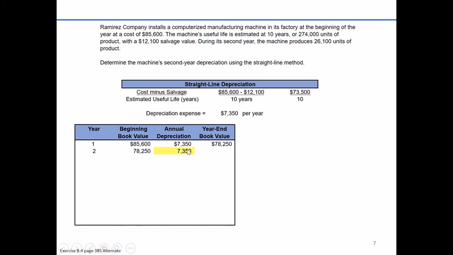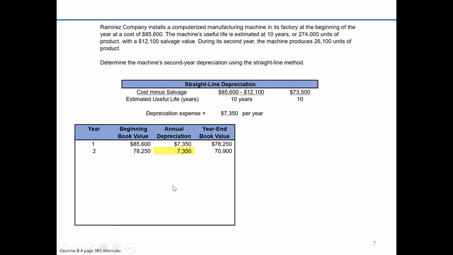So that's going to be our answer to our question: second year depreciation is $7,350, to get us down to a year-end book value of $78,250 minus $7,350, for a book value of $70,900. I will point out that sometimes in these problems you'll be asked what's the depreciation expense. Sometimes you might be asked what's end of year book value. So just know how to calculate either one.